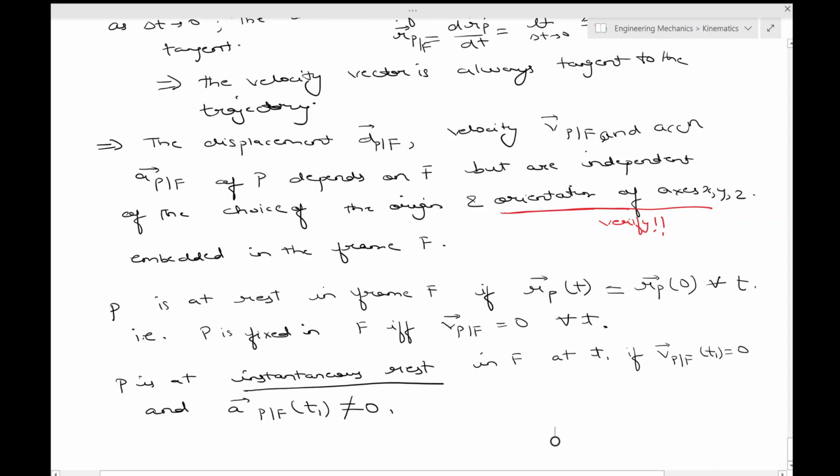Being at rest means the velocity is 0 now and will continue to be 0. That will only happen when the acceleration is 0. But being at instantaneous rest means the velocity right now is 0 but the acceleration may not be 0. In that case there is a possibility that the velocity will be anything different from 0. So that's instantaneous rest.